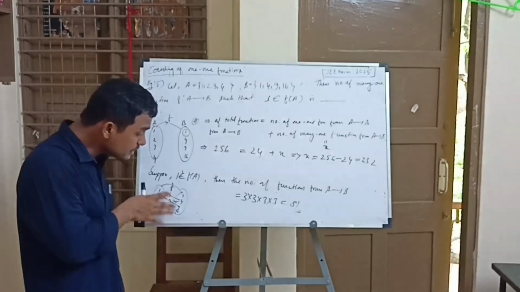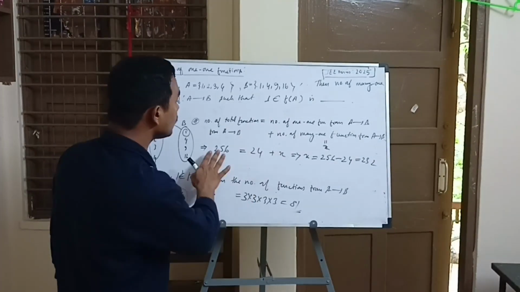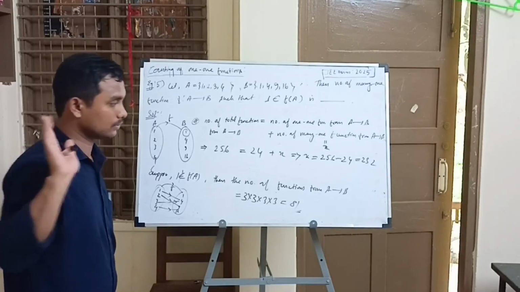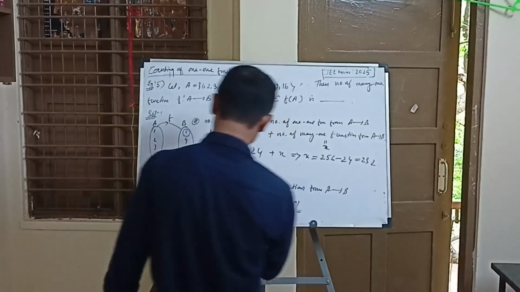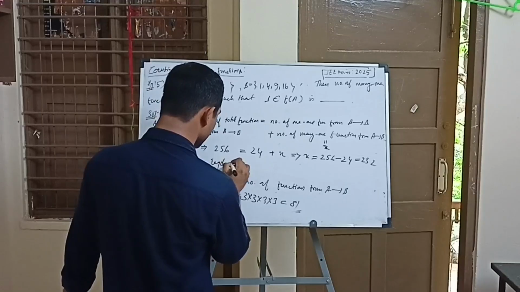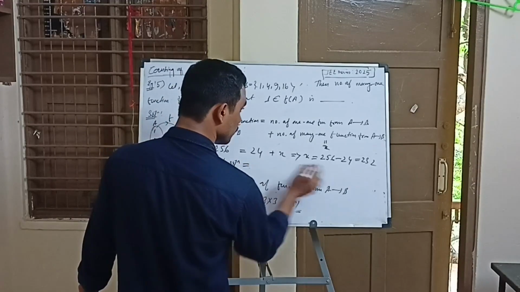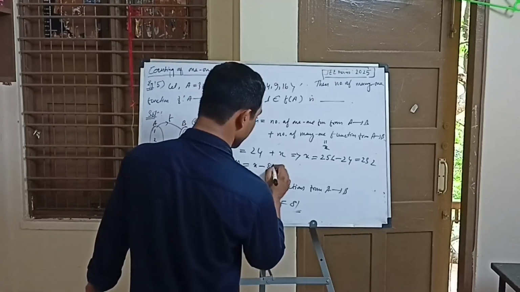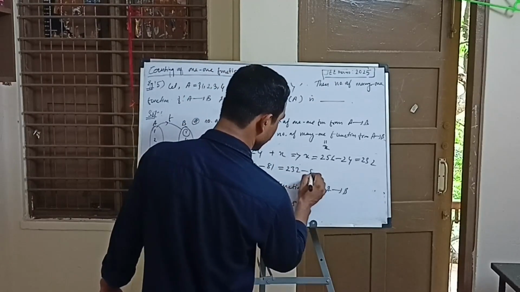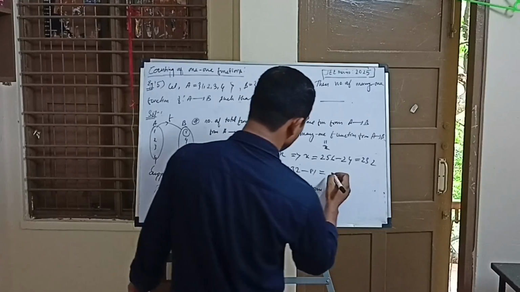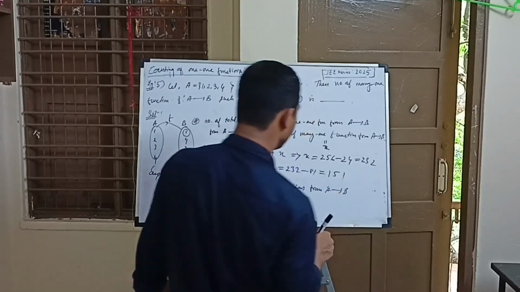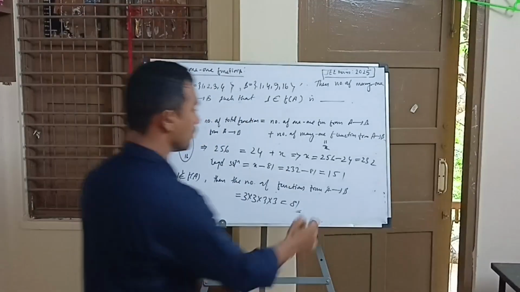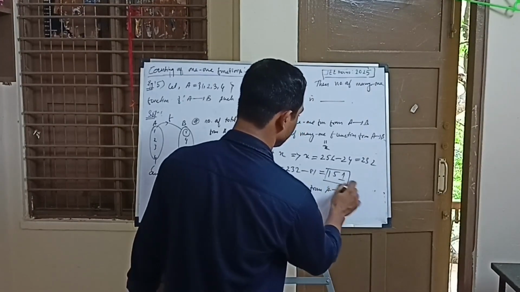Now we will remove this type of functions from the total number of many-one functions. Okay? Now the required solution is x minus 81. 232 minus 81, which will be what? 151. Correct? Yeah, 151. 151 is the correct answer.